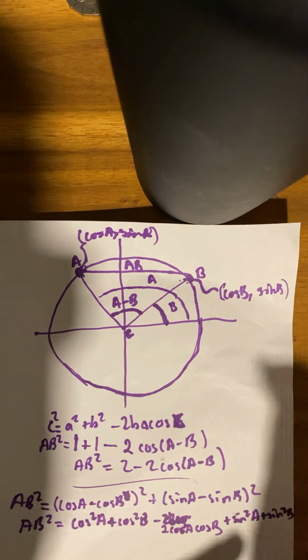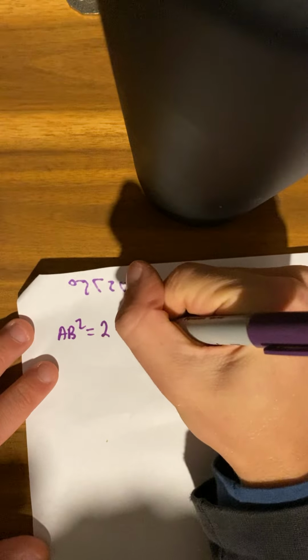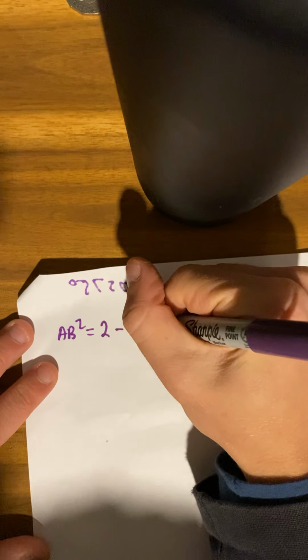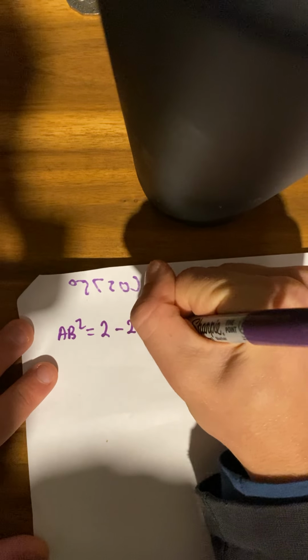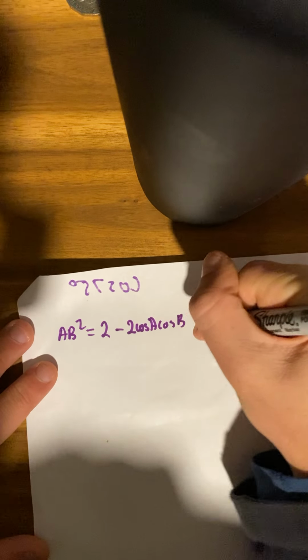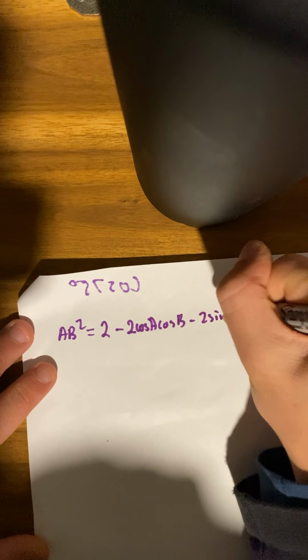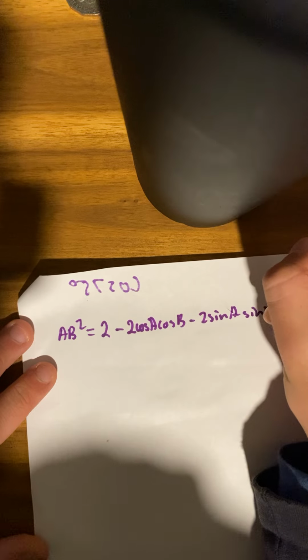Now we can see that we've got a cos squared A and a sine squared A, and we know that's just going to equal 1. And we've also got a cos squared B and sine squared B, which is just going to equal 1. So therefore, AB squared also equals 2 minus 2 cos A cos B minus 2 sine A sine B.